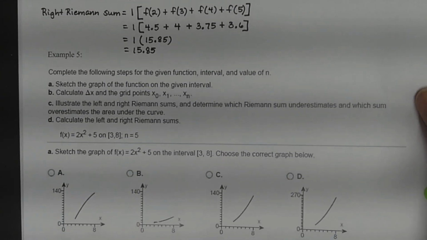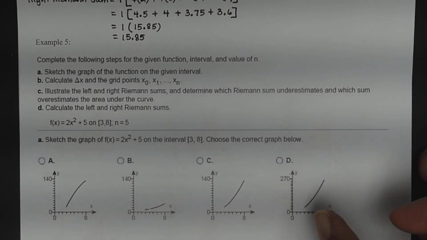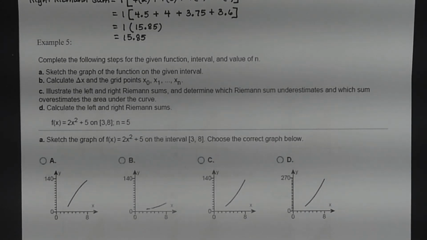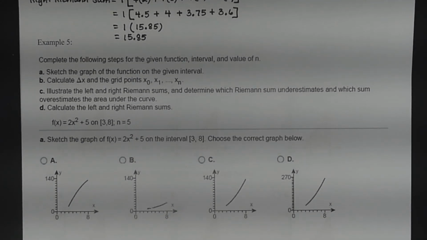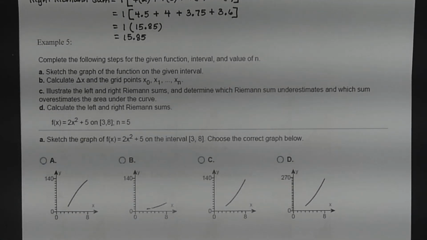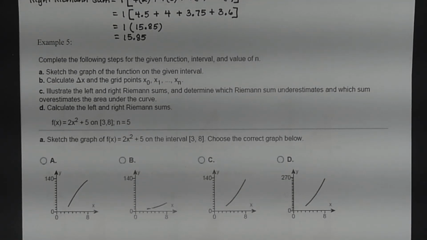Now example 5, there are 4 parts to this, and this continues on the next page. Here you're going to complete the following steps for the given function, interval, and value of n. In part A, you're going to sketch the graph of the function on the given interval. Part B is to calculate delta x and the grid points x0, x1, up to x of n.